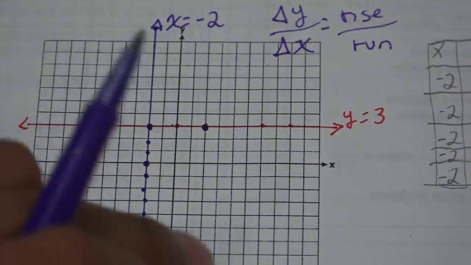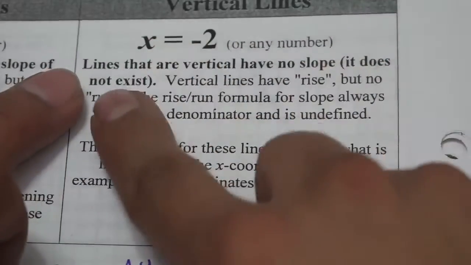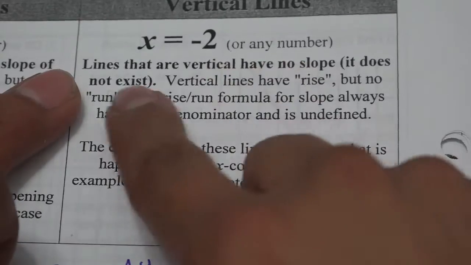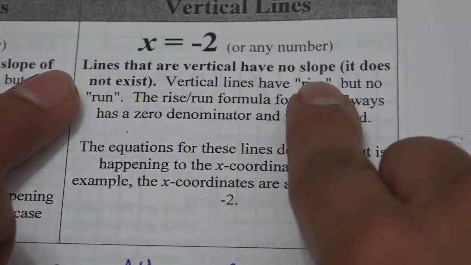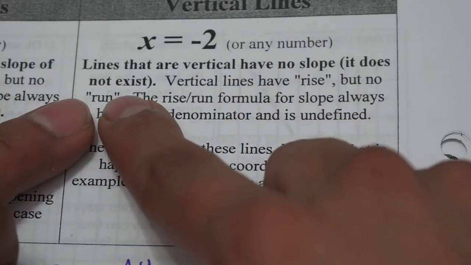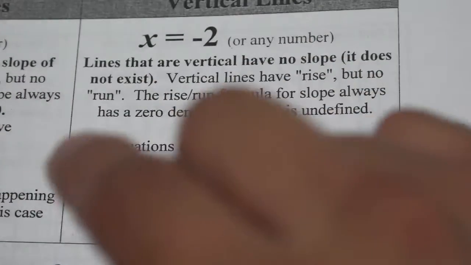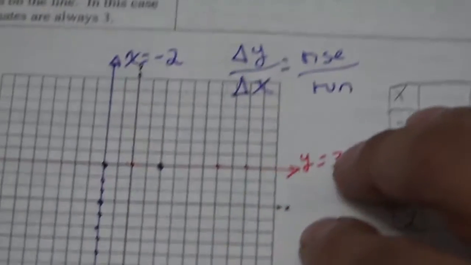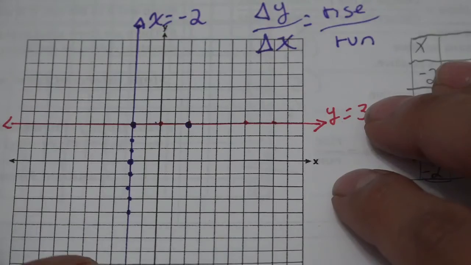Now you could write it down over here, but you also have it right here. Lines that are vertical have no slope. It does not exist. So that is our conclusion for the vertical line.